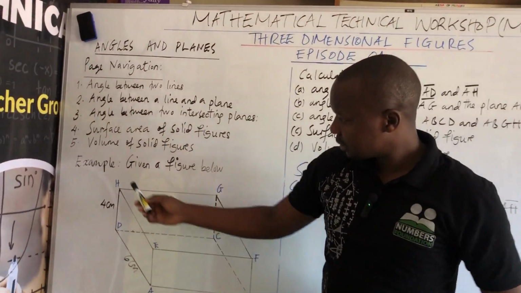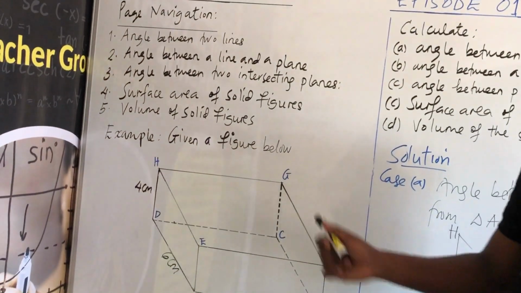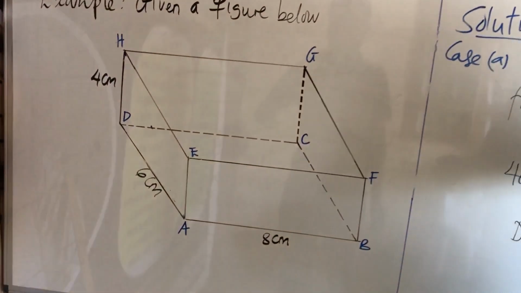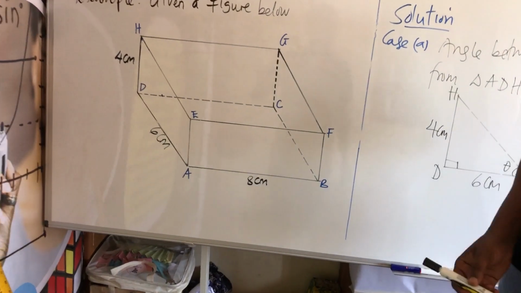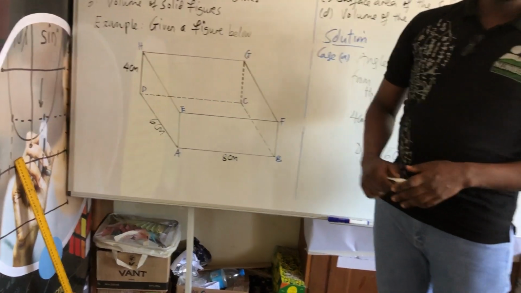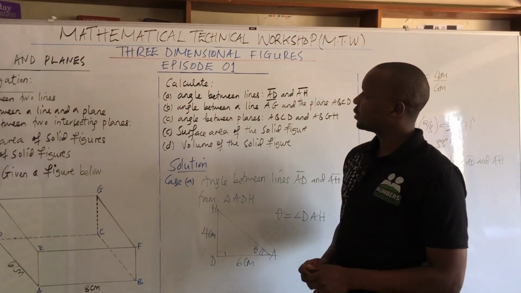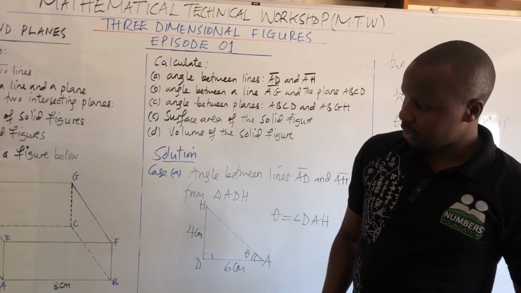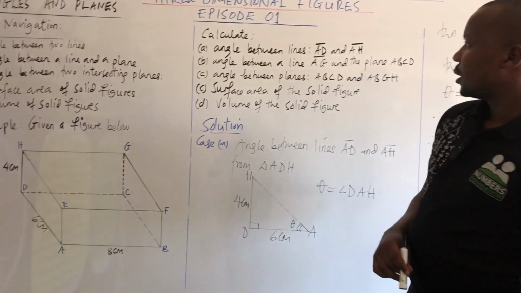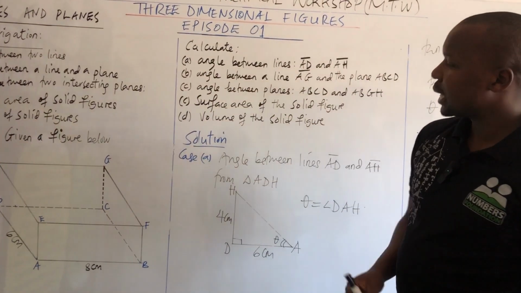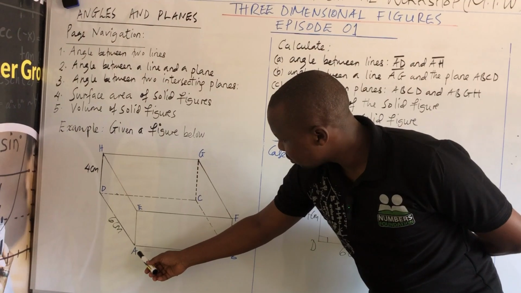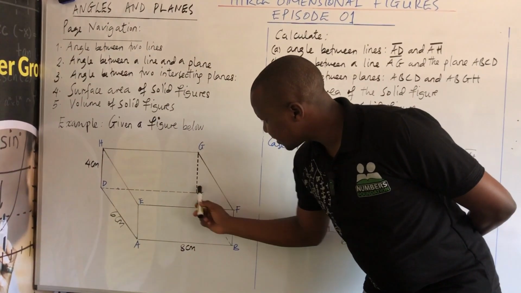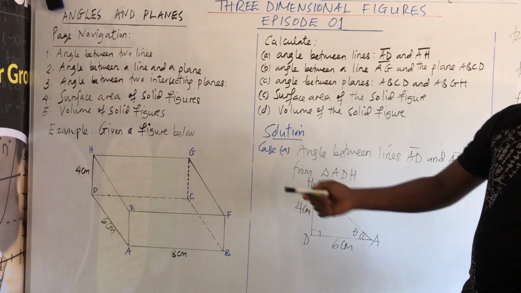Now, starting, let's see this example here. Given a figure below, as you can observe, the figure is a polyhedron, a prism, and the dimensions are 8 centimeters by 6 centimeters by 4 centimeters. Now we are told to calculate the following: case A, the angle between lines AD, as you can observe from the figure, and AH. Also, case B, the angle between a line AG, a line that is formed by the endpoints A and G, and the plane ABCD, which is the base of that prism.